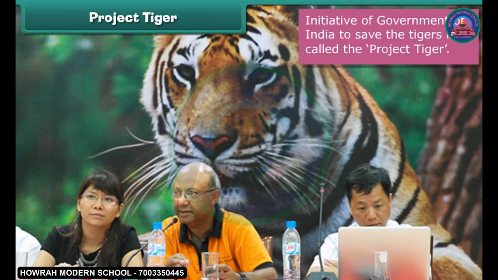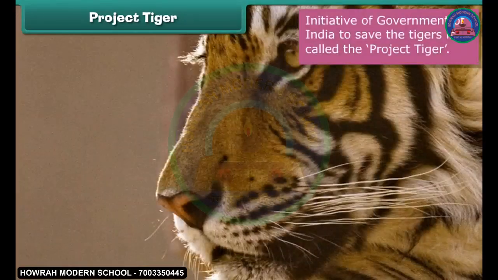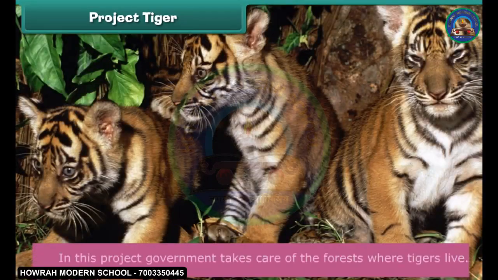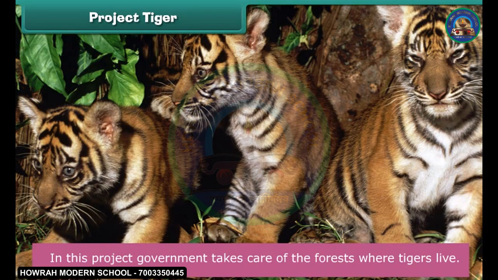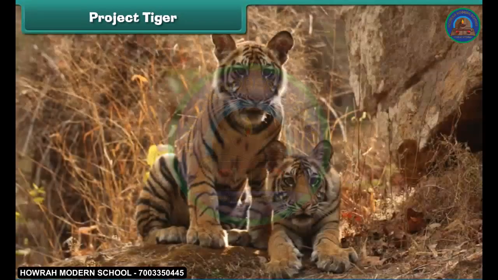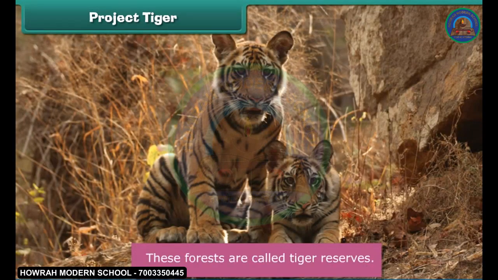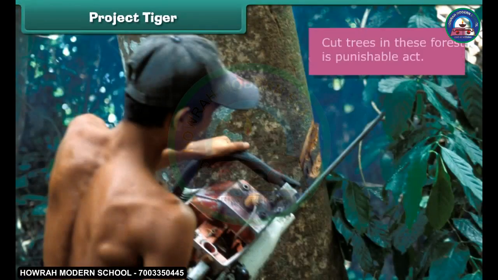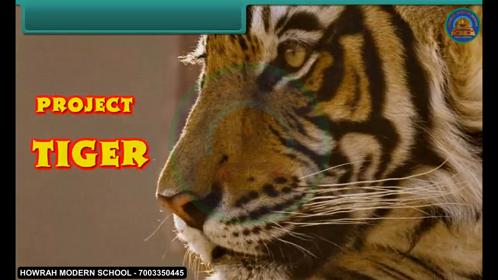The Government of India has taken the initiative to save the tigers. This is called Project Tiger. In this project, the government takes care of the forests where tigers live. These forests are called tiger reserves. Killing tigers and cutting trees in these forests is a punishable act.